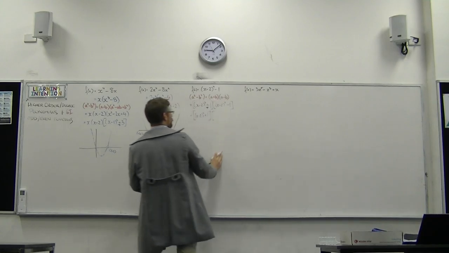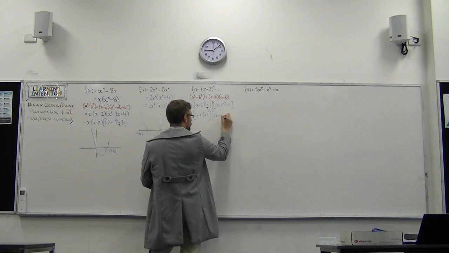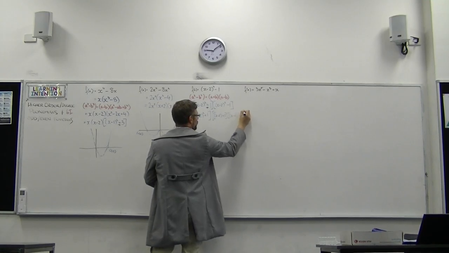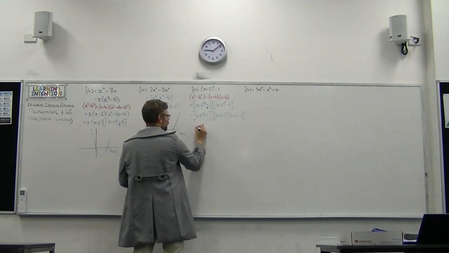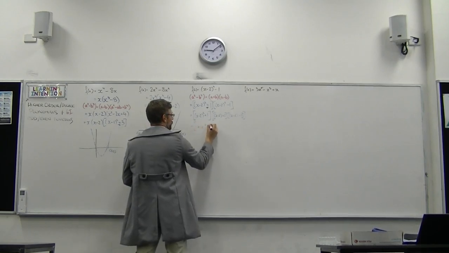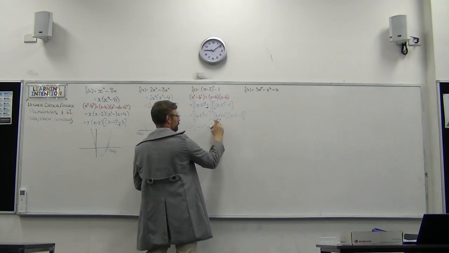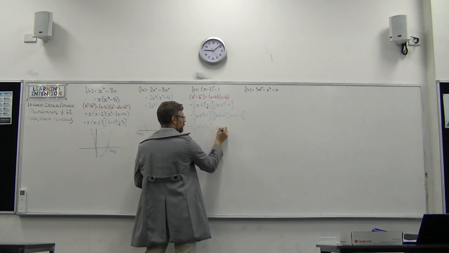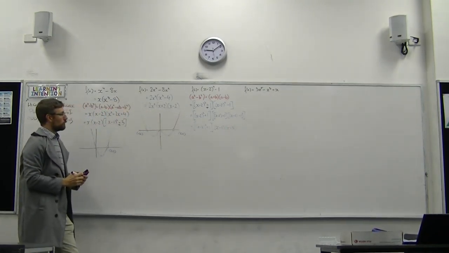This guy turns into what, difference of two squares again? So I've got x minus 2 plus 1 as one set of brackets, and x minus 2 minus 1 as the other set of brackets. Cool. We can expand out this stuff. So we've got x minus 1, x minus 1, and x minus 3, x minus 3. Cool. Fantastic.